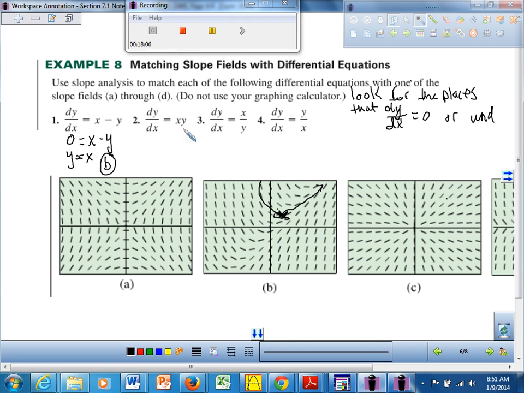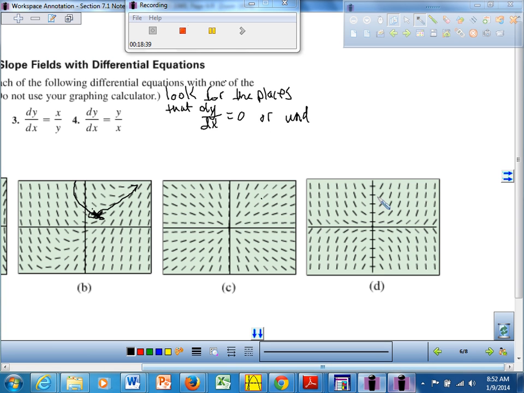All right. The next one. When will this be 0? When x equals 0, or when y equals 0. So you want to look for a graph that has horizontal tick marks on the vertical axis and the horizontal axis. So this one has horizontal tick marks on the vertical. Does it on the horizontal? No. How about this one? Do I have horizontal tick marks here? No. Let's hope it's C. Horizontal tick marks? Yes. And how about here? Does it look like the slopes would have to be 0 here? Yes. Answer is C.